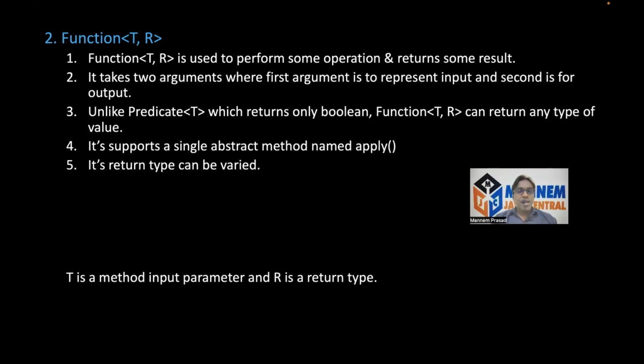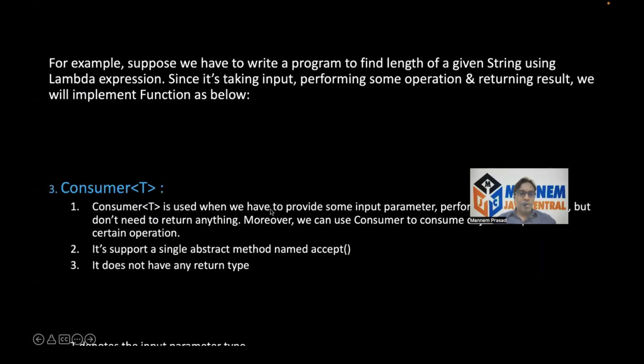It supports a single abstract method, which is apply. So it is not returning only one type of value, it will return different types. Let's see the signature of the apply method. So I have a Function interface which contains the apply method. R represents the return type and T represents the input value.